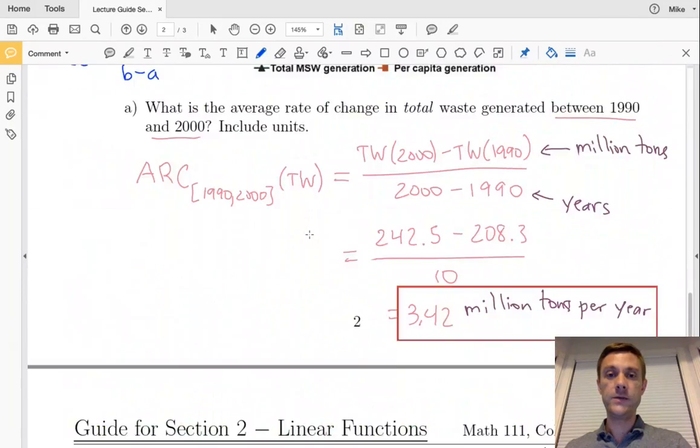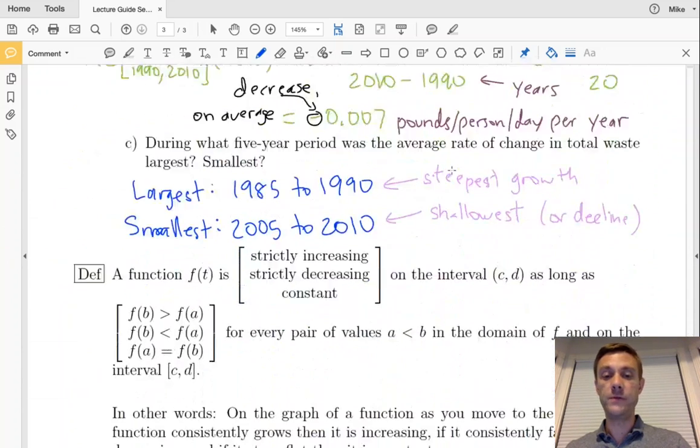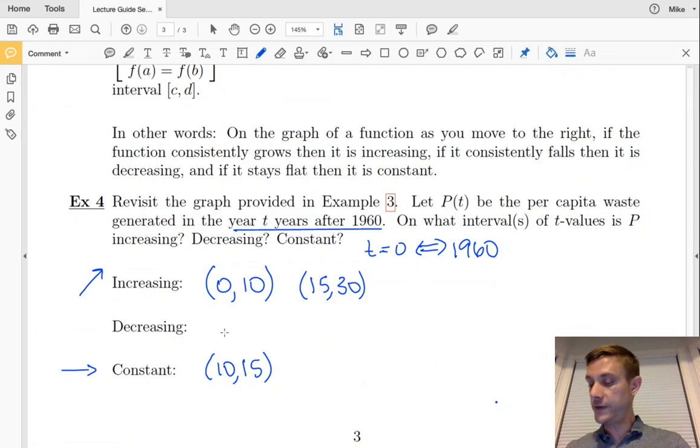At 1990, it started to head downhill, if I recall correctly. Yep, there it is. So 1990 to 95, we have this little tick down in per capita waste. So not as much waste per person for that brief 5-year span. So that's our first decreasing interval because we're headed down to the right.